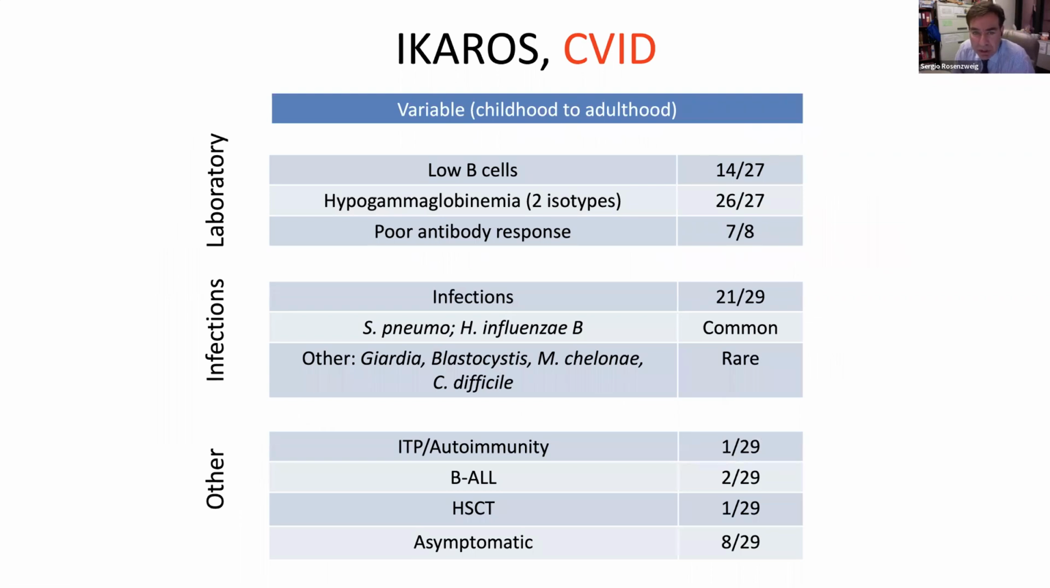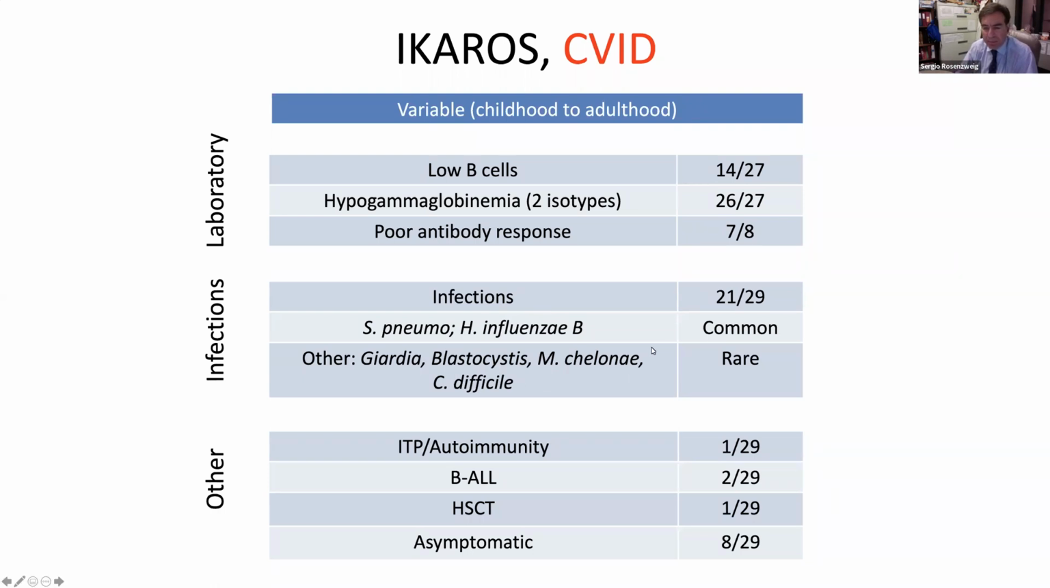About the clinical phenotype, most of the patients have low B cells, approximately 1/2, and almost all of them fulfill the criteria for CVID, in that they have 2 isotypes of immunoglobulins that are low. In those patients that we tested, the antibody function was poor. Infections are the ones that we usually see in patients with CVID: strep pneumo, Haemophilus influenzae, and then some others that are probably related to other comorbidities.